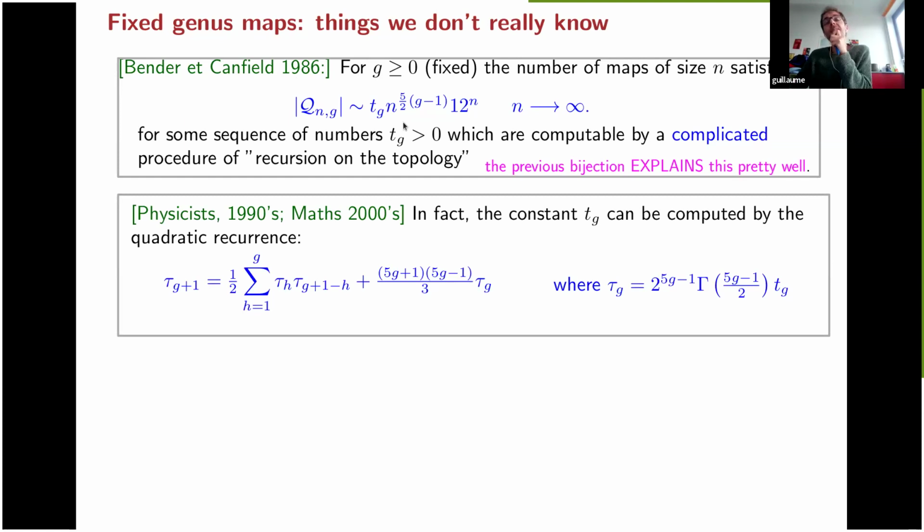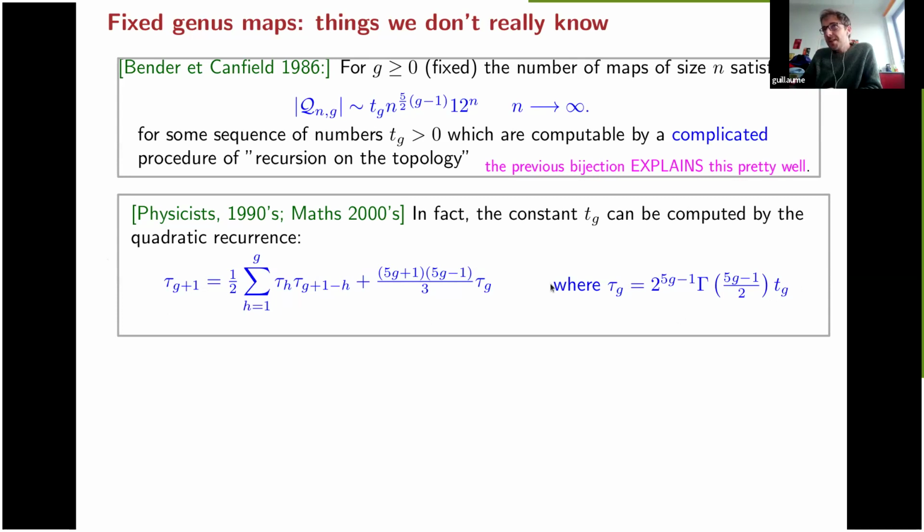From the viewpoint of combinatorialists, this is something we understand. But then there is something we don't understand at all. These numbers t_g that appear here are in fact also very simple. At least there is a very simple procedure to compute them. These numbers t_g, which are the constant in front of the enumeration of maps of genus g, can be computed by a simple quadratic recurrence. Essentially, t_{g+1} is either something times t_g or a quadratic convolution.